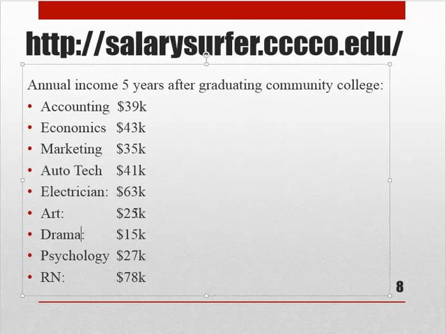Art majors, if you divide this all out to be 2,000 hours a year, are making about $12.50 an hour. Electricians are making about $30 an hour. Nurses are making almost $40 an hour. And you can estimate, if you divide these by 2,000, what the different wages are. But again, my point here is it's not just that going to college gets you higher income. It really depends on what you major in.